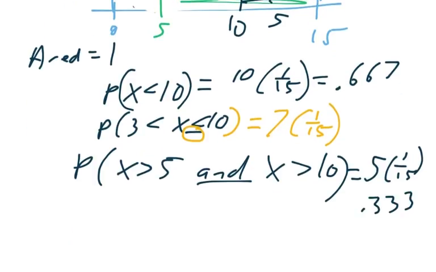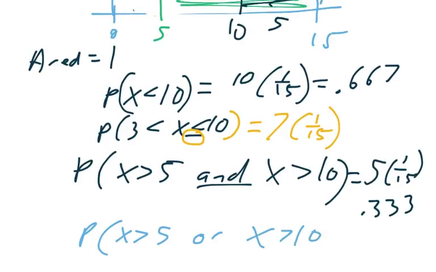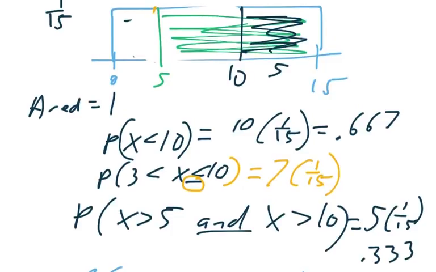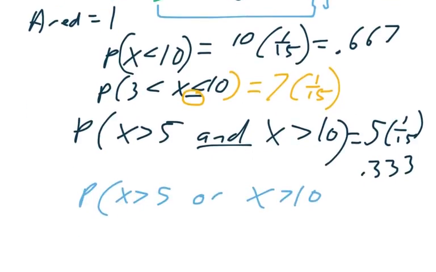0.333. In letter D, they changed it to probability x is bigger than 5 or x is bigger than 10, which means that we are talking about anything that's shaded, which means we're really talking about that section, which is 10 times 1/15, which is 0.667.